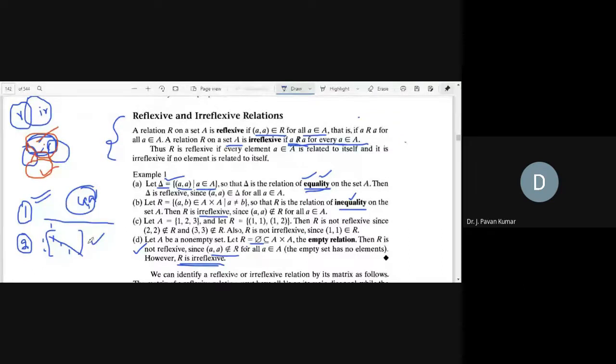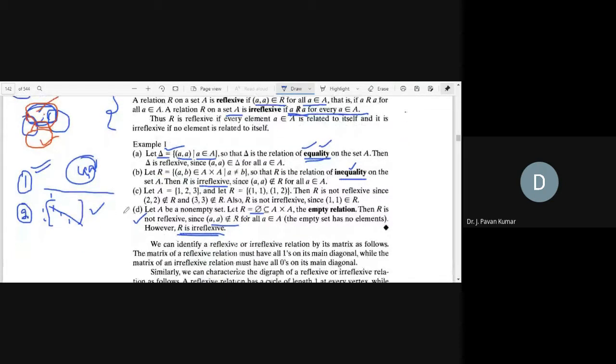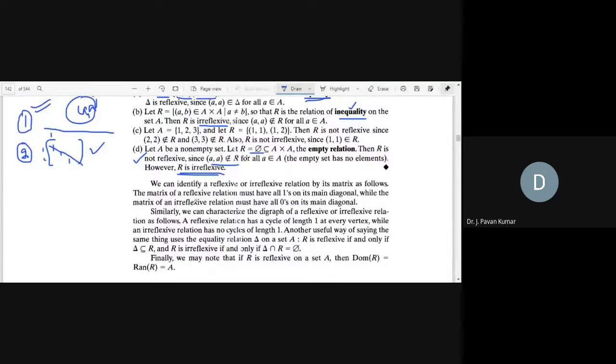Similarly, if the relation is irreflexive, then every diagonal element is 0. Yes, the principal diagonal elements will be 0. Next, if there is a combination, then it is neither reflexive nor irreflexive. It is not reflexive, and it is not irreflexive as well. So by using matrix representation, we can identify whether the relation is reflexive or irreflexive.